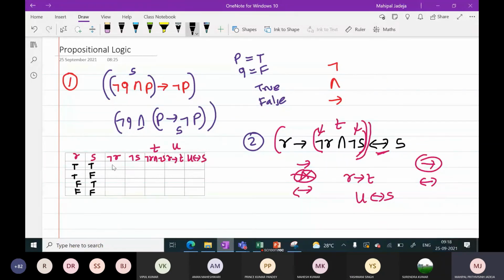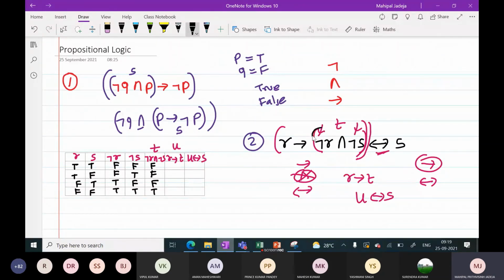For these four combinations, the first operator which we are going to consider is negation, so negation R and negation S. We can directly say this is F, these two are true. Similarly here, this is F, this is true, this is F, this is true, right? Now we are giving next priority to conjunction, so conjunction of these two. False and false is false, false and true is also false, true and false is false, and finally true and true is true. So we are done with evaluation of T.